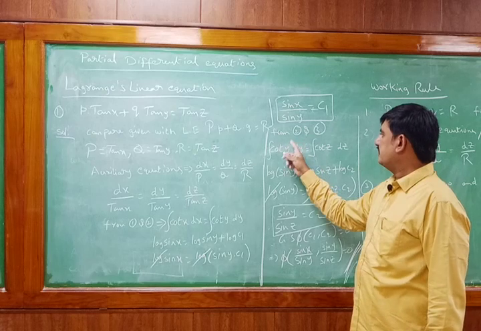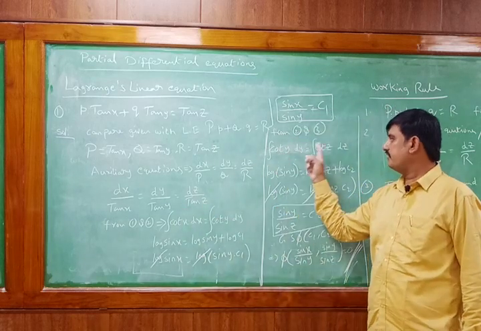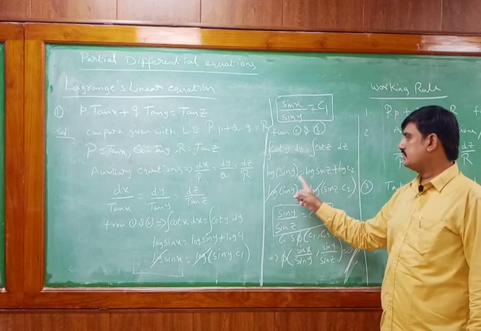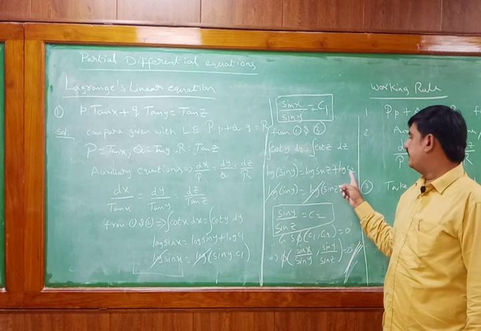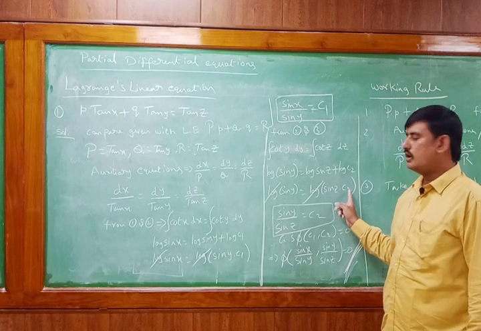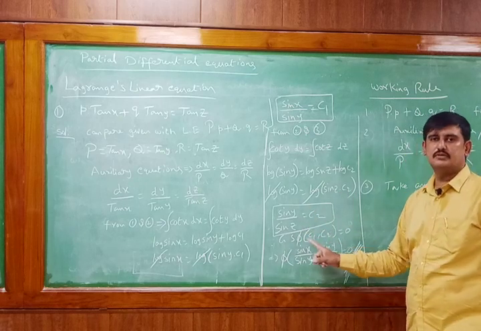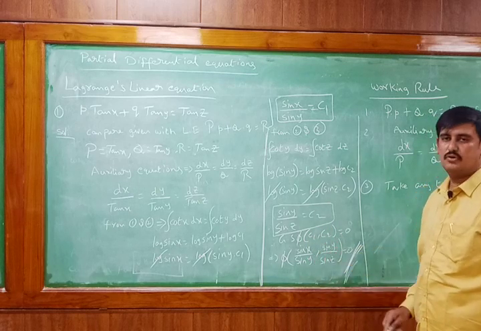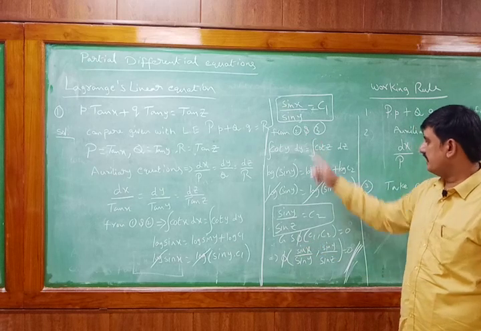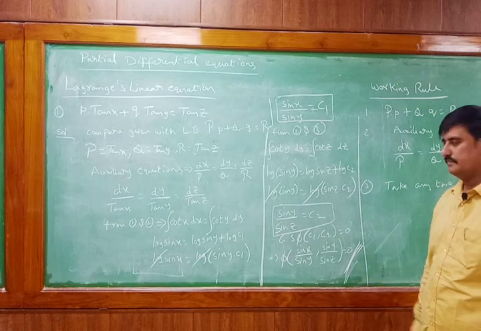Now for C2, take 2 and 3. So 1 by tan y becomes cot y, 1 by tan z becomes cot z. Then integrate. Cot y becomes log sin y, cot z becomes log sin z. Integration constant log C2. So log a plus log b will give you log ab. On both sides the log gets cancelled. Sin y by sin z is equal to C2. So the general solution is phi of C1 comma C2 is equal to 0. So phi of C1 is what? Sin x by sin y. C2 is what? Sin y by sin z is equal to 0.